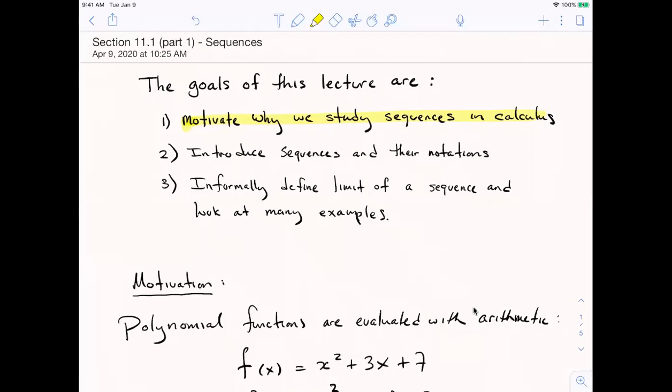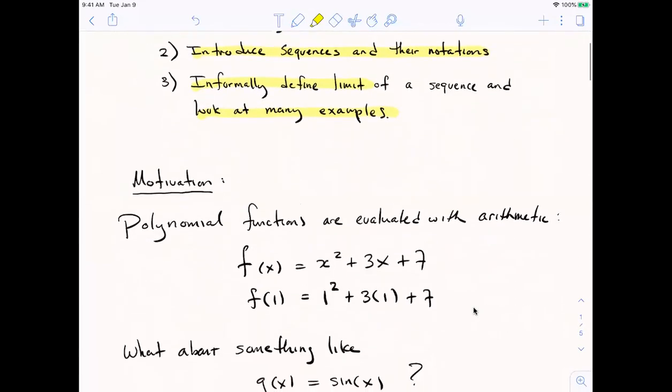Once we have that motivation in hand, I want to introduce what I mean by a sequence and get used to some of their notation. And sequences, like functions, have limits. In this first part, I'm just going to informally define limit. I won't give a formal definition of it, but I want to give you a sense of what it means. A sequence, like a function, has a graph, and it has a limit as its input goes to infinity. I want to check that out informally, hopefully looking at lots of examples. Okay, so that's our goal. We're outlined. Let's see if we can get it done here.